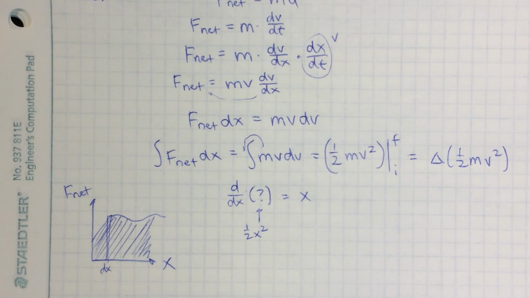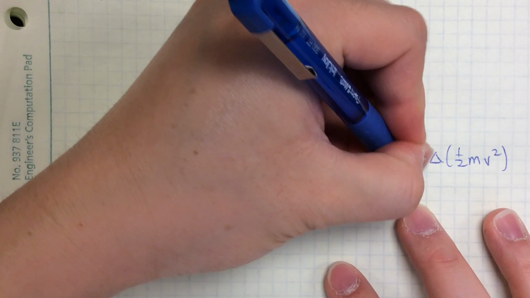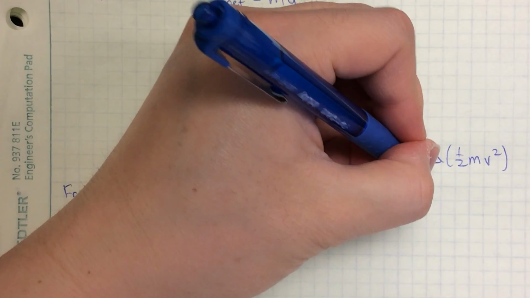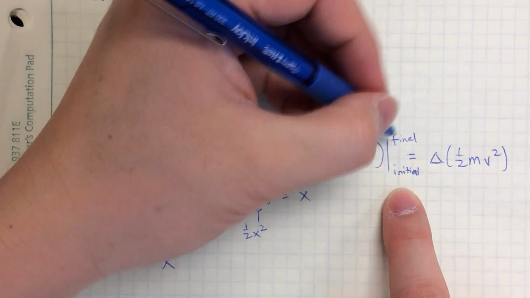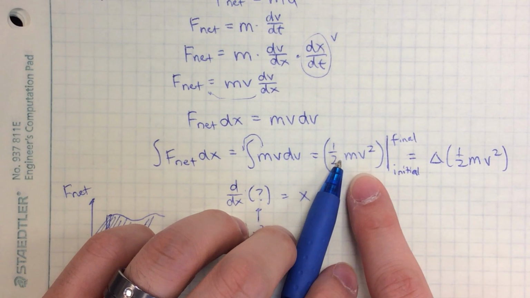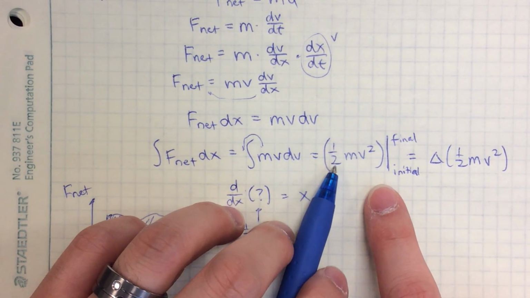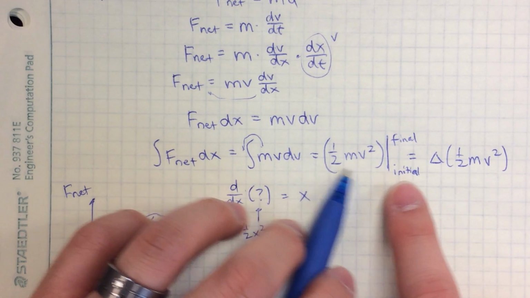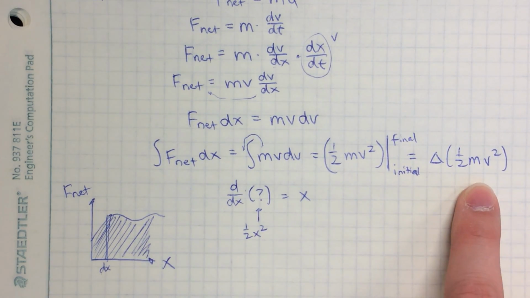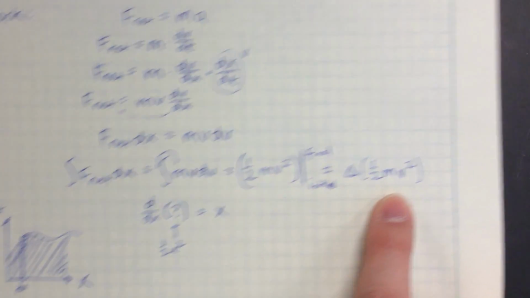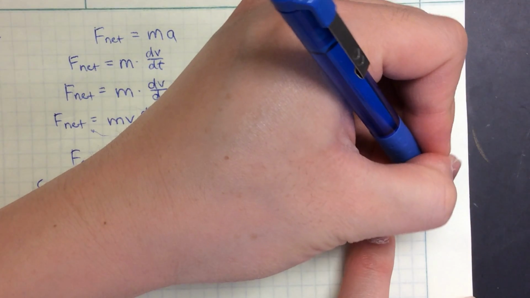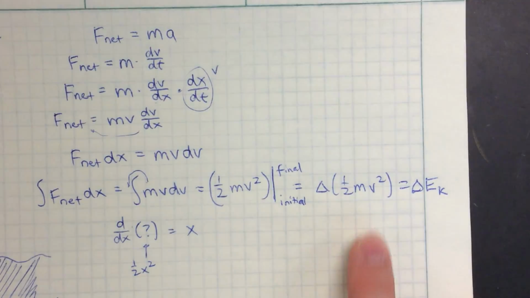Yes? What are the F and I? F and I is like initial, final. And this is integral notation, meaning you're taking the difference from the final position from the initial position, which is essentially just your change. This is your change. So we will call this right-hand side your change in kinetic energy.